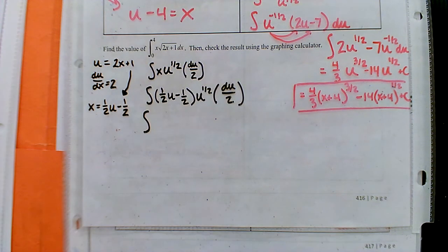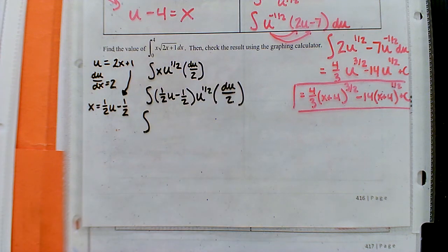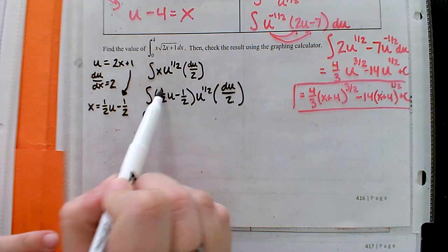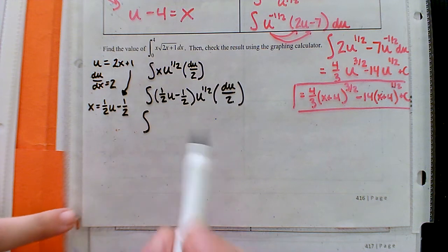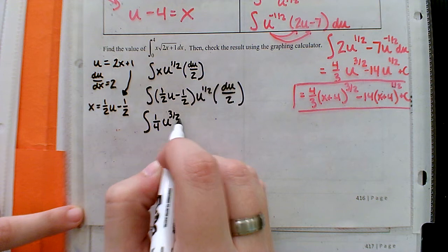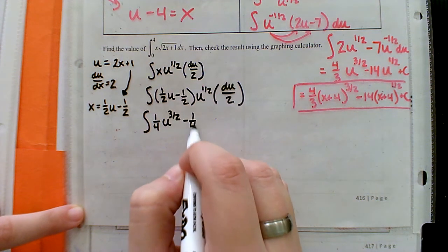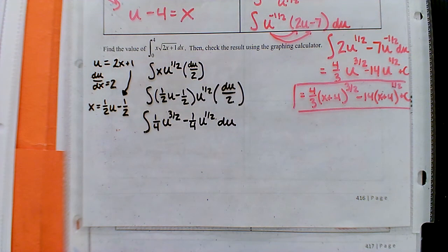Alright, so now that all the x's are gone, supposedly this new integral should be easier for us to work backwards from, but the way it looks right now, to me, that doesn't look very simple. So let's go ahead and clean it up. What might you want to do? Distribute. Okay, so we're going to distribute in the u to the 1/2, but we'll also distribute in that denominator of 2 that we had left over. So this would be a 1/4 u to the 3/2 minus a 1/4 u to the 1/2. And then the du's left on the end.